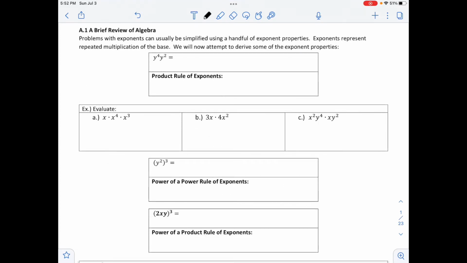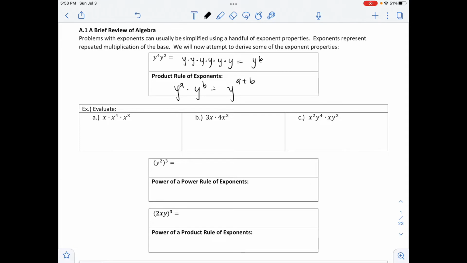The first property that we have is y to the fourth times y to the second, which is the example for this property. Y to the fourth means that we have 4 y's multiplied together, and then we also have times y to the second, so 2 y's. This works out to a total of 6 y's, and this would work for any other exponent. In general, y to the a times y to the b is going to equal y to the a plus b, so you would add those exponents.